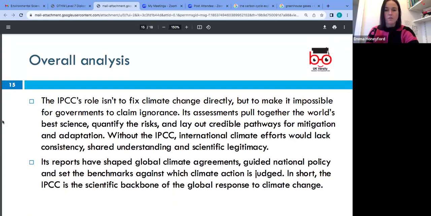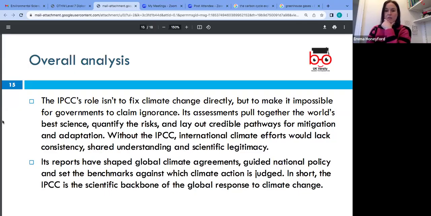So just to summarise the key ideas around the IPCC, its role and what it aims to look at isn't to fix climate change directly, but to make it impossible for governments to claim ignorance. The IPCC is really important, as it drives governments to think about and be serious about climate policies and their country's impacts on the world in terms of climate change.